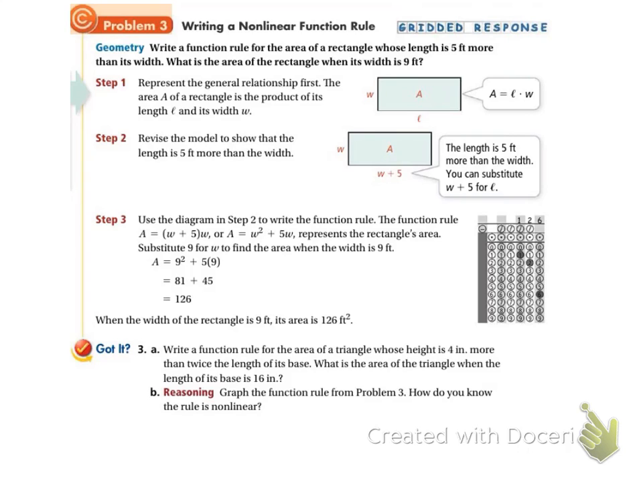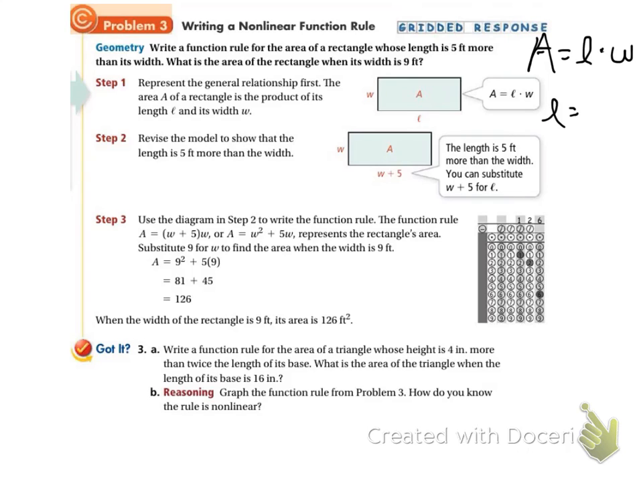Okay, and writing a nonlinear function rule. So in the problem they have, it says, write a function rule for the area of a rectangle. Remember, rectangle area is A equals L times W, length times width, whose length is 5 more than its width. So if the width is 10, the length is 5 more, so the length is 15. If the width is 2, the length would be 5 more, which would be 7.